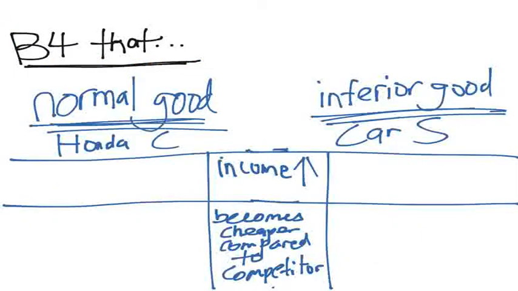Before you go to the next stage, there's another thing that you need to know. One is what is the effect of a normal good. The second one is what is the effect of an inferior good. Let's say we consider two cars: Honda City and another car, let's give it a name, Proton Saga. Not pointing any fingers, but let's assume that Proton Saga is an inferior good and Honda City is a normal good.